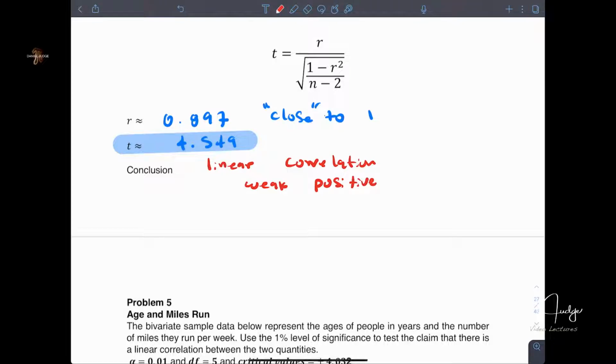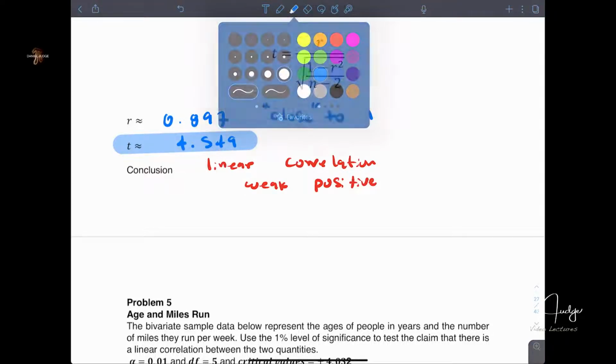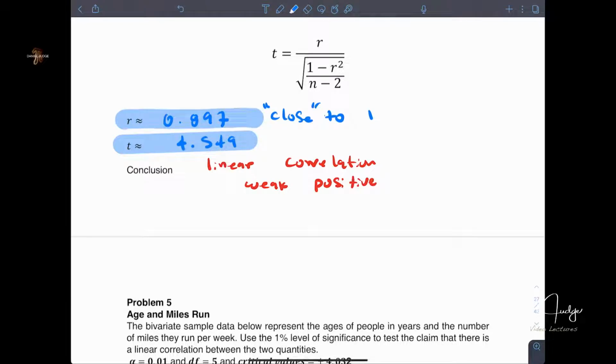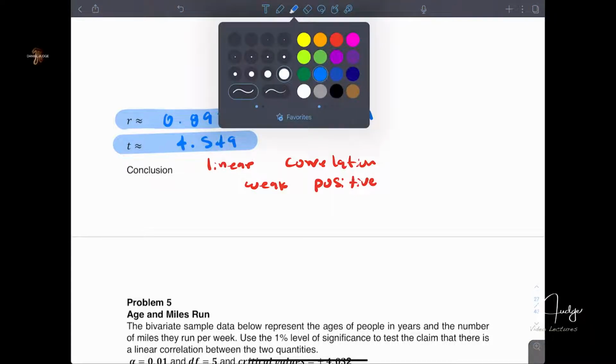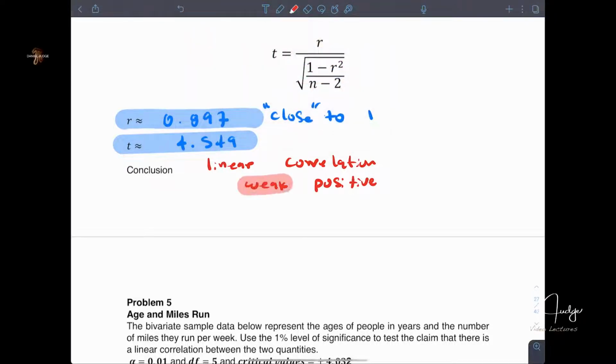It's a weak positive linear correlation. It's not as strong, where the data really fits on a line. It's kind of weak, and that makes some sense. If you look at this r value, it's not that close to 1. So you've seen some weak correlation examples here.